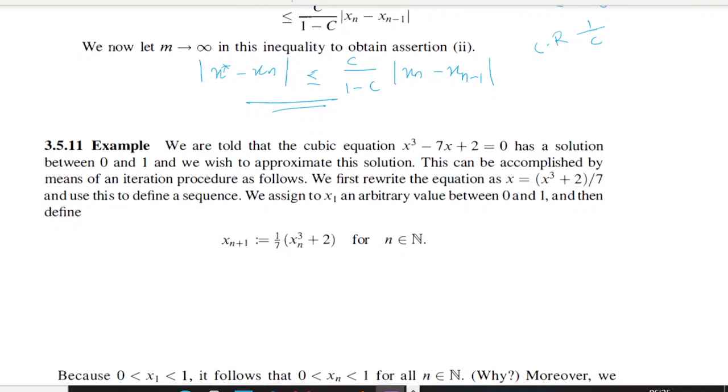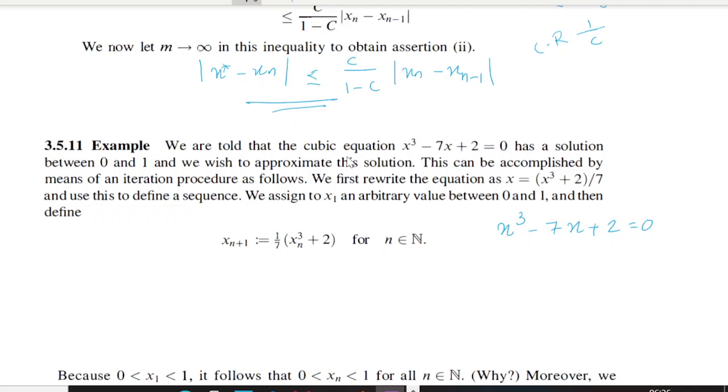The cubic equation. Consider the cubic equation x³ − 7x + 2 = 0. Now this has a solution between 0 and 1. It's given that it has a solution between 0 and 1. Now we want to find the solution. We know only the fact that the solution lies between 0 and 1. Now this can be done by means of an iteration procedure.